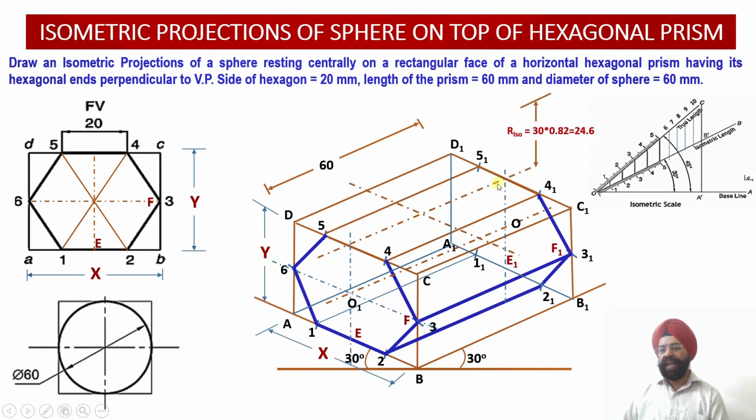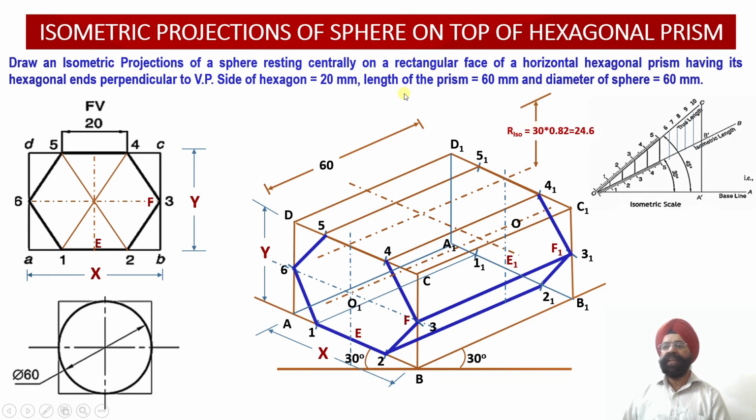Now next, since this sphere is going to rest centrally on top of the top surface, please see, this is my top surface of the hexagonal prism, and our sphere is going to rest centrally on top of this top surface of the hexagonal prism. Now we have worked out the center point, so that I know the point where my sphere will be resting centrally on top of this top surface of the prism. Now having located this center point, I know how much is the radius of this particular sphere.